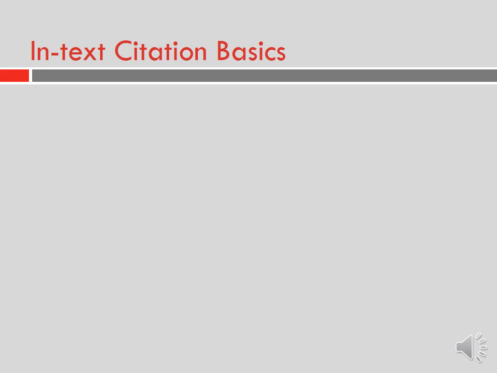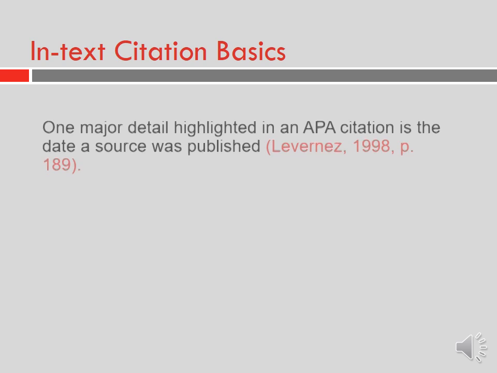There are two methods for incorporating in-text citations. They are called narrative style and parenthetical style. Both require the author's names and date. Let's look at an example of each.